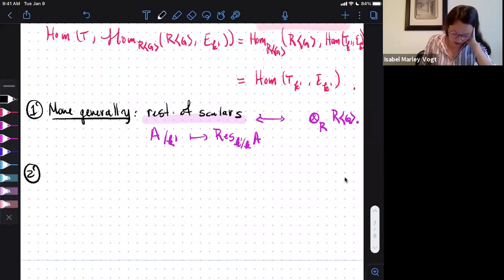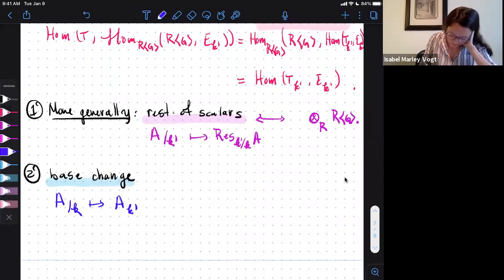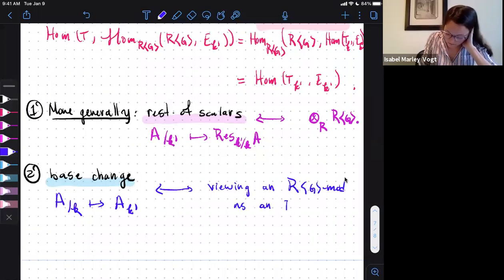You can also ask for a similar thing, which is what is the algebra analog of base change? So this is taking an abelian variety over K and replacing it with its base change to K'. And on the algebra side, this corresponds to viewing an R⟨G⟩-module as an R-module.